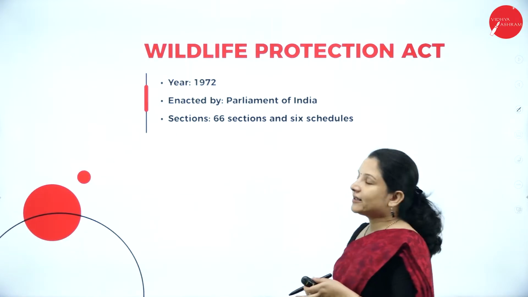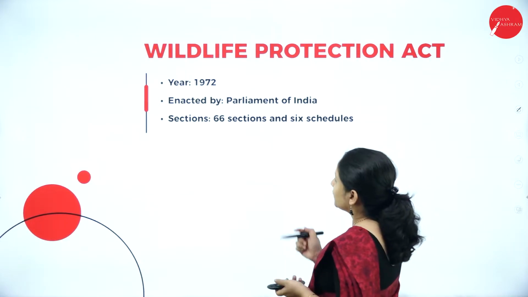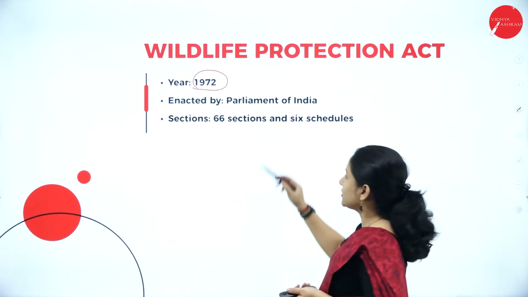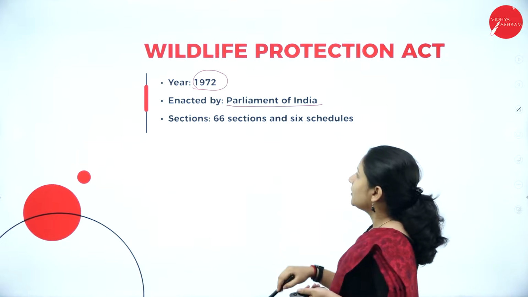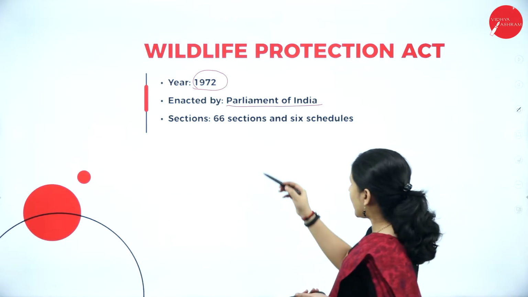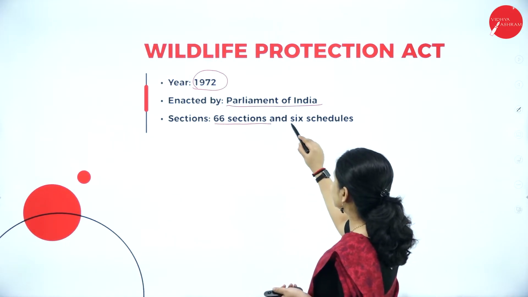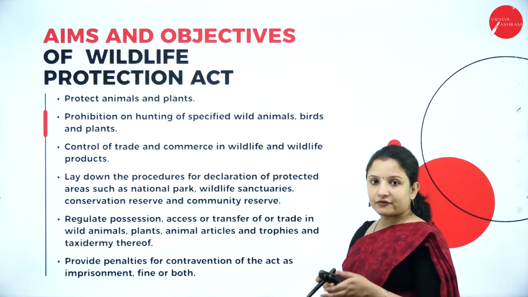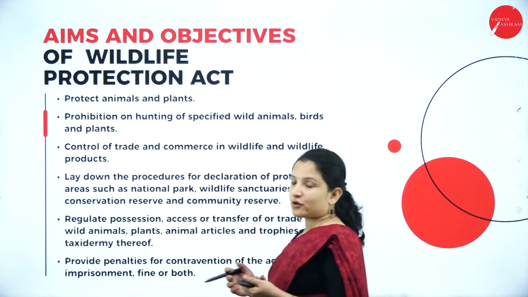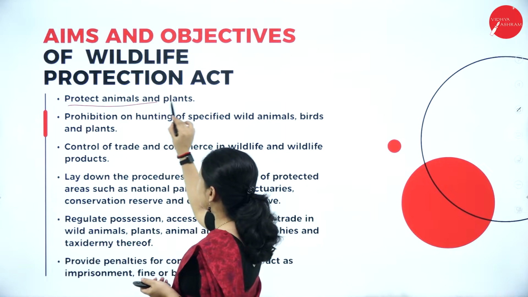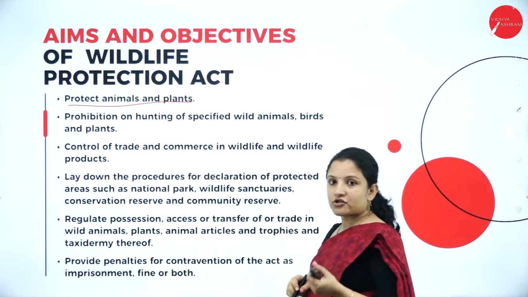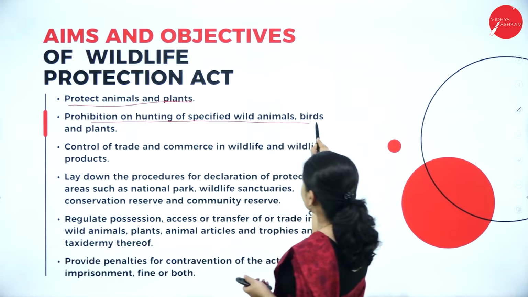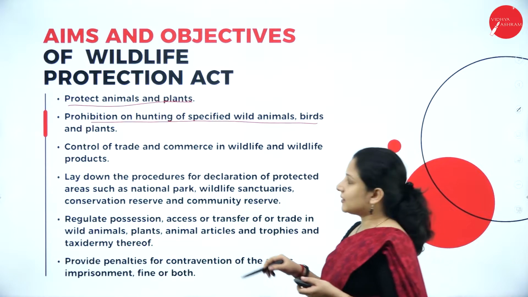So, next is the Wildlife Protection Act. It was started in the year 1972 and it was enacted by the Parliament of India, and this Wildlife Protection Act has 66 sections and 6 schedules. And the main aims and objectives of the Wildlife Protection Act is to protect animals and plants and to make sure that hunting is prohibited on specified wild animals, birds and plants.